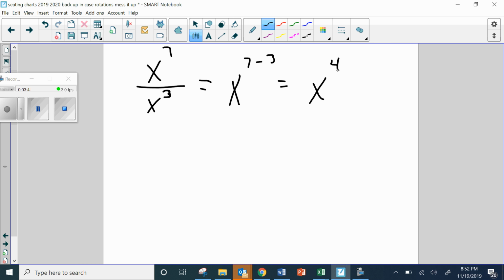A little trickier one, it's more like what you'll see on the test. It doesn't really matter what the base is, so I'm going to use y in this situation, and I'm going to say y raised to the 2nd power divided by y raised to the x power equals y raised to the 5th power, we'll say. The quotient rule says if I take this number, subtract this number, it should equal that number.